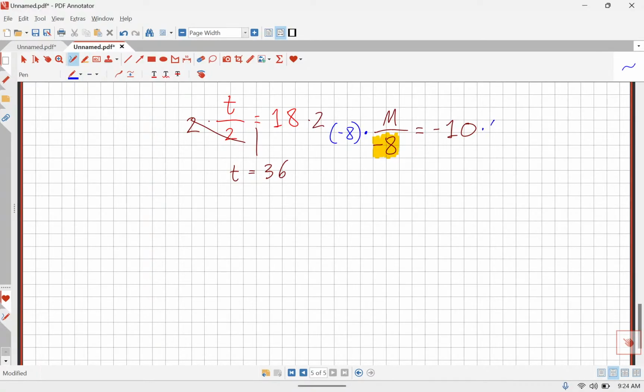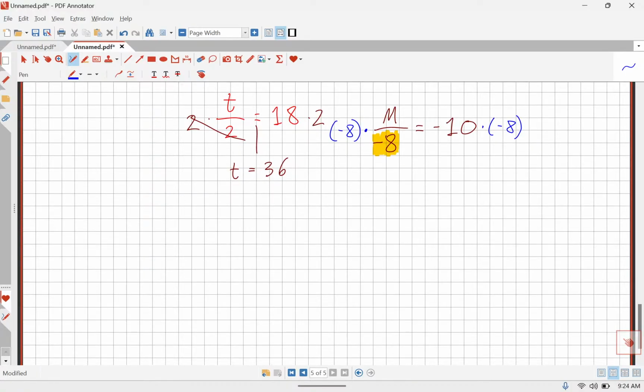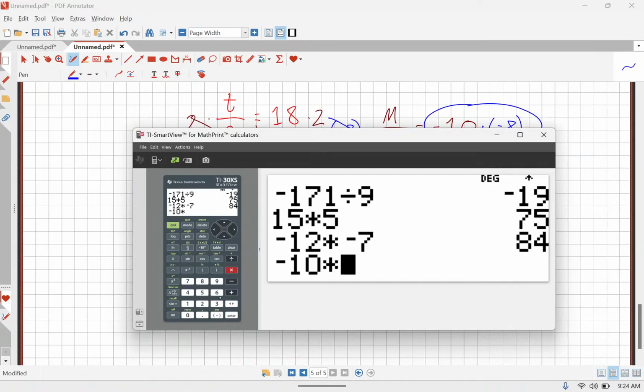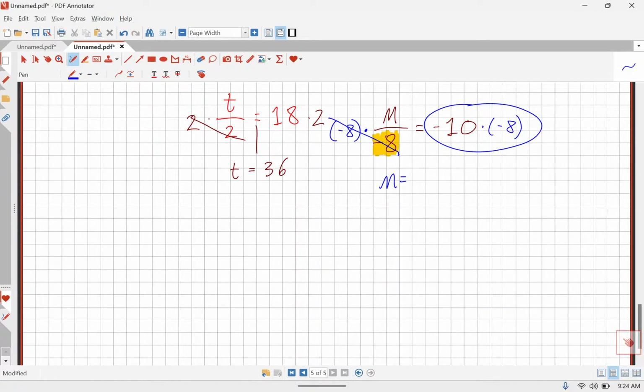I don't even have to care about what it means anymore. Opposites and balance simply says I get rid of a divide by 8 by multiplying by 8. I get rid of a divide by negative 8 by multiplying by negative 8. Those will be gone. And again, it doesn't matter what number was there. And m equals, I'm just going to punch that in my calculator. Negative 10 times negative 8. It doesn't matter to me what it is. It's 80. Neat.